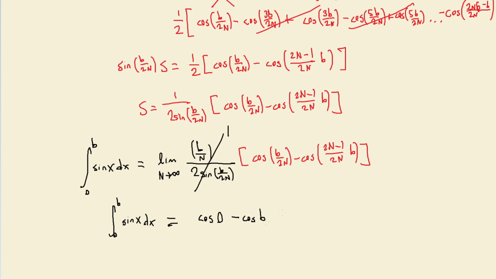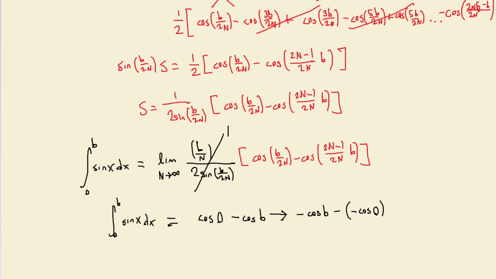Now, I'm going to rewrite this a different way. Obviously, cosine of 0 is equal to 1, so you could just rewrite this as 1 minus cosine of b. But the way I'm going to rewrite this is going to look strange at first, but this is actually equal to negative cosine of b minus negative cosine of 0.